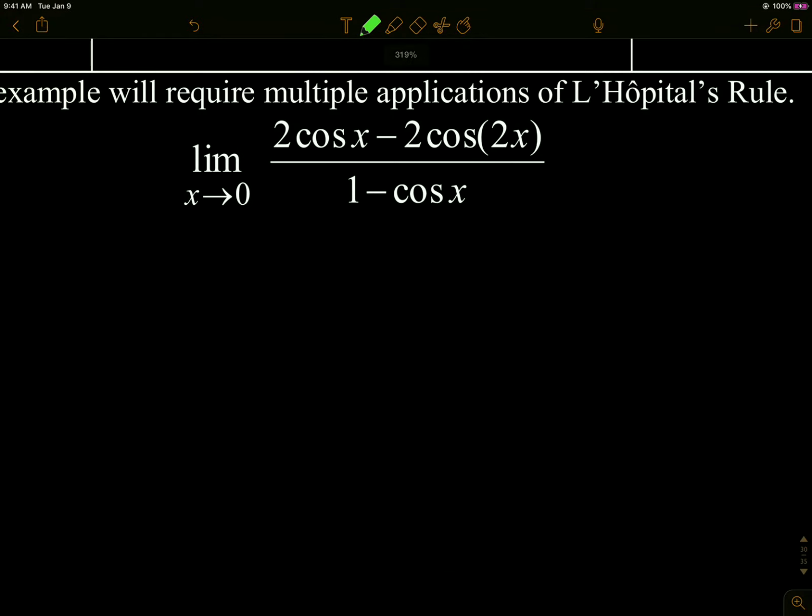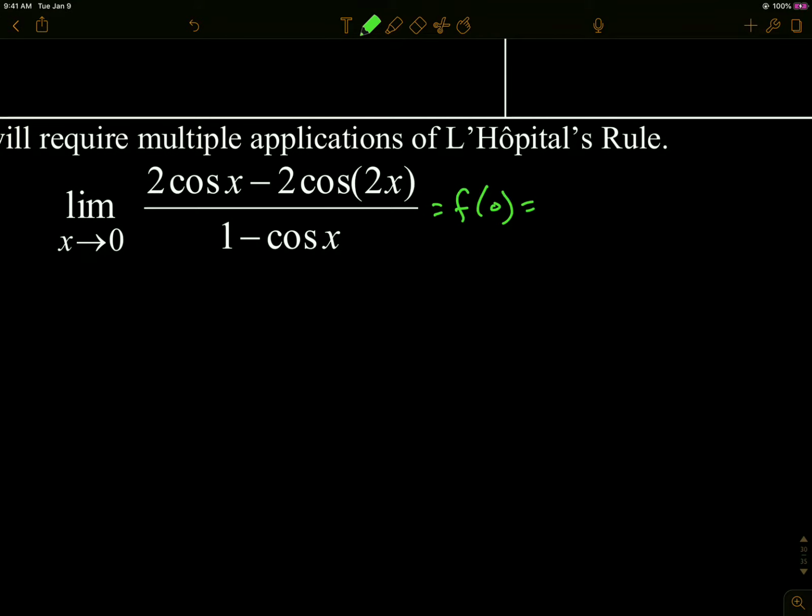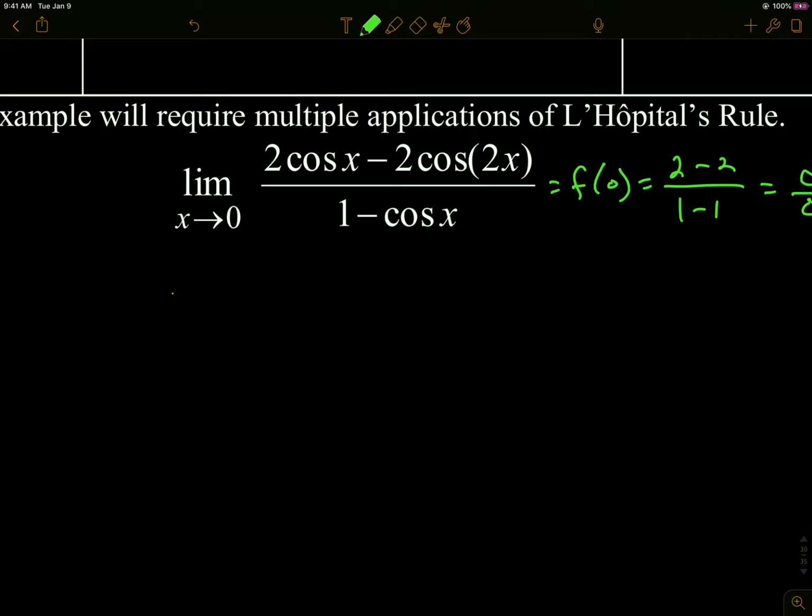Okay, let's try this one. If I try direct substitution, cosine of 0 is 1. Cosine of 0 is 1. Cosine of 0 is 1. So I get 0 over 0. So I'm going to L'Hopital this. The derivative of cosine is negative sine. 2 comes along for the ride.